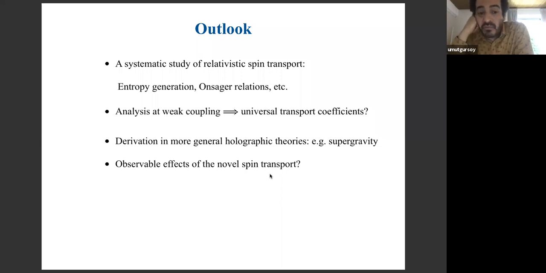And one very interesting thing to do is to go to more general holographic theories, and for example consider supergravity rather than some exotic gravity theory with torsion. Just consider supergravity, because torsion appears naturally in supergravity. As you all know, you can get rid of torsion by including fermionic matter, and this happens of course in supergravity. So that may be interesting to study in supergravity. And then, well, the last question is whether there are some observable effects of the novel spin transport. So let me finish here.